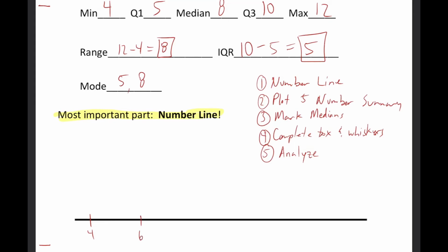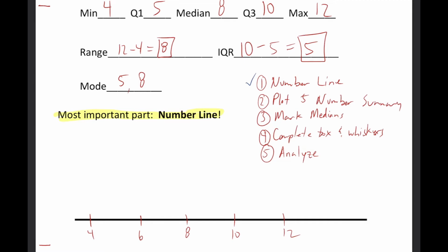So 4, 6, 8, 10, and 12. You can count by ones, you could count by threes, fives, whatever you think is appropriate for your data set. But just looking at this is the way that I wanted to do it. All right, so first step is done. Made my number line. And again, that is the most important step. All right, and you do have to do your number line first.